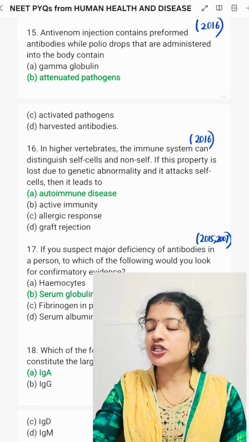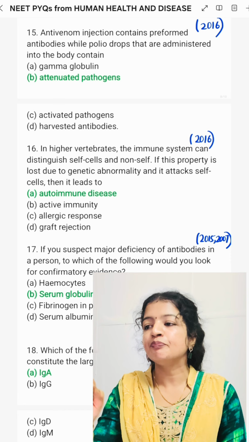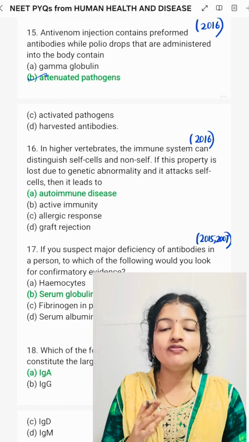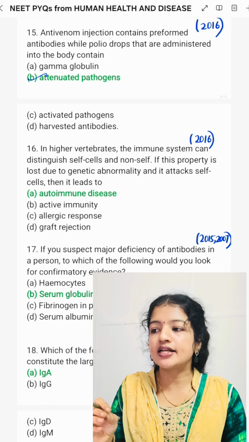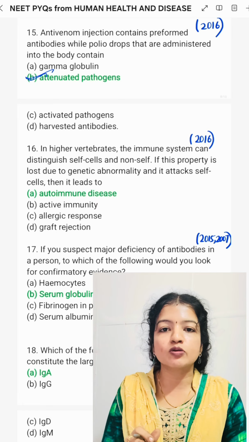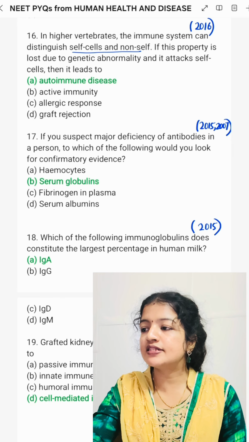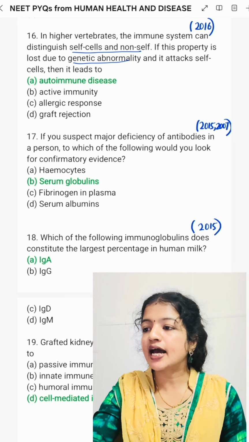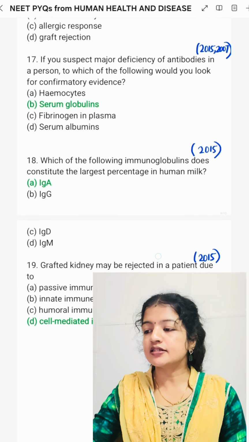Then, antivenom injection contains preformed antibodies, while polio drops that are administered into the body contain attenuated pathogens. Attenuated pathogens are the weakened form of disease causing pathogens, here the virus. Polio drops are given. So attenuated pathogens is the correct answer, option B. Then, in higher vertebrates, the immune system can distinguish self cells and non-self. If this property is lost due to genetic abnormality and it attacks self cells, then it leads to autoimmune disease. Option A is the correct answer.